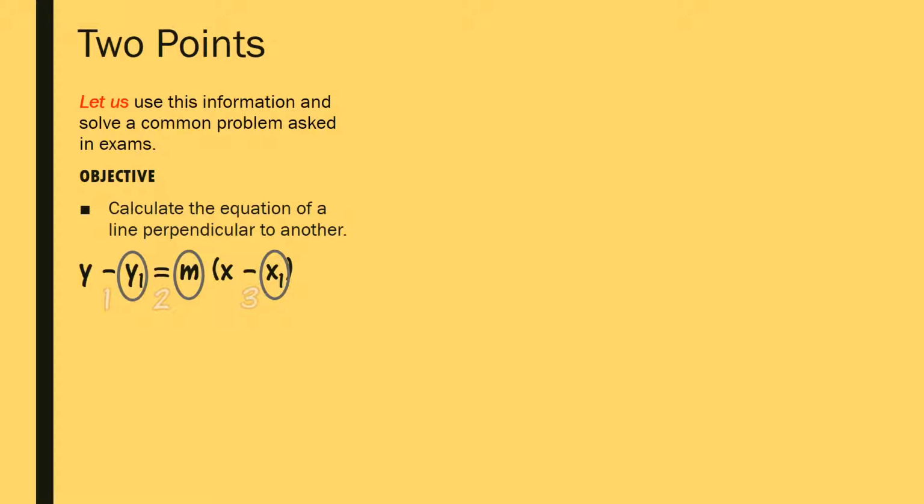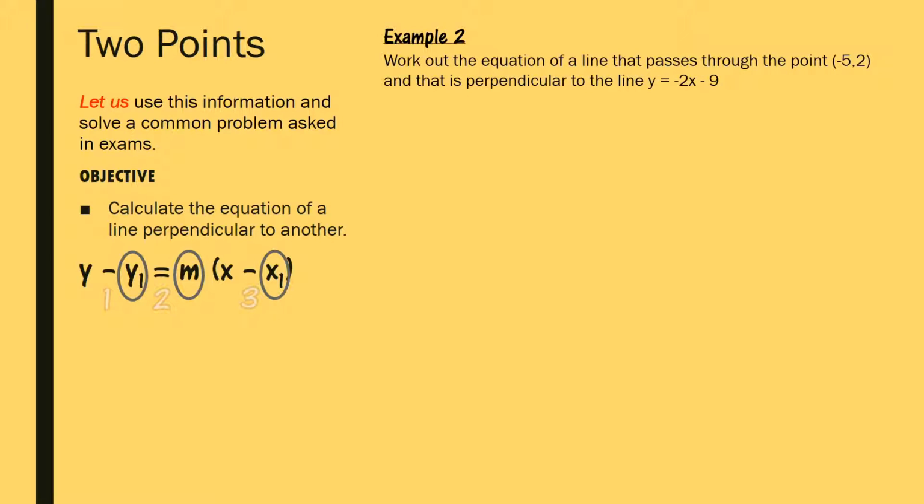And let's see what we need to calculate. So the question is this. Work out the equation of a line that passes through the point minus 5, 2 and that is perpendicular to the line y equals minus 2x minus 9. Okay, so we'll still need to find our three values to substitute in: our x1, our y1, and our m.